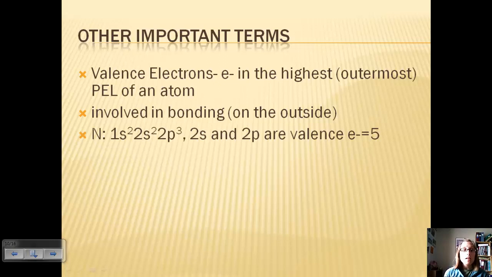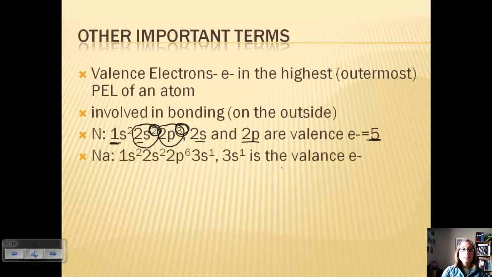So if we look at nitrogen, we have 1s2, 2s2, 2p3. 1 is a lower energy level than 2. So we're looking at anything that contains the highest principal energy level. So that would be 2s and 2p. And because I've got 2 as my subscript for 2s and 3 as my subscript for 2p, that equals a total of 5 valence electrons. This is going to become important when we talk about Lewis structures.